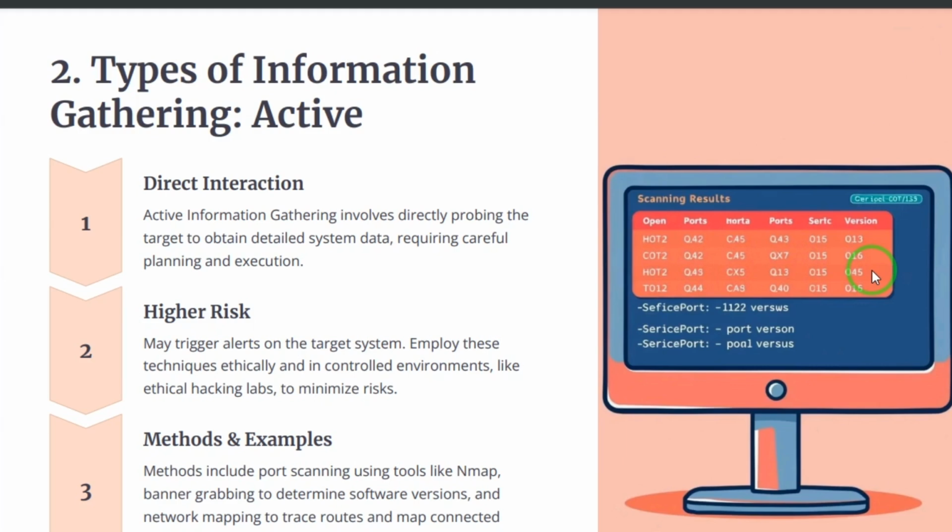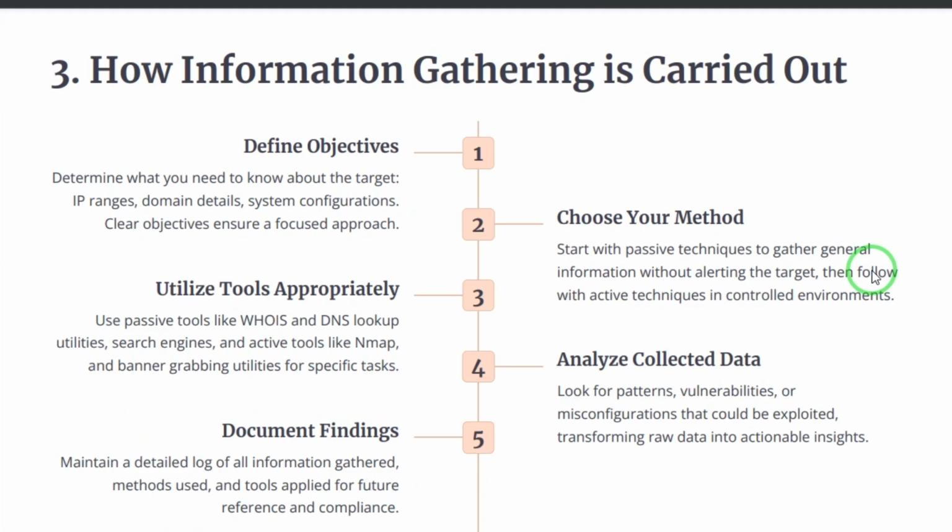The second one is the active. This type of information gathering involves direct interaction. So active information gathering involves directly probing the target to obtain detailed system data, requiring careful planning and execution. Now, there is a high risk of alerts in this type of information gathering. It may trigger alerts on the target system. Employ these techniques ethically in a controlled environment like an ethical hacking lab to minimize risk. And the methods include port scanning using tools like Nmap. We're going to head over to Kali Linux now and show you how information is gathered.